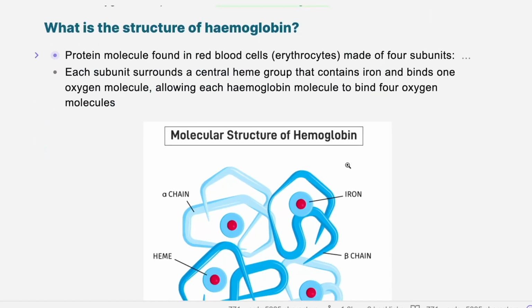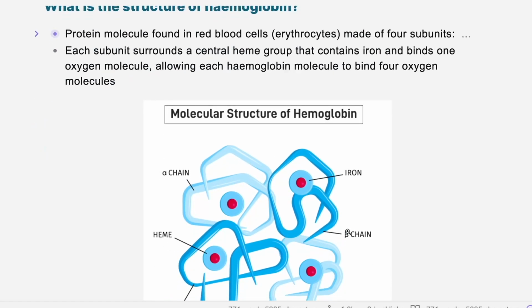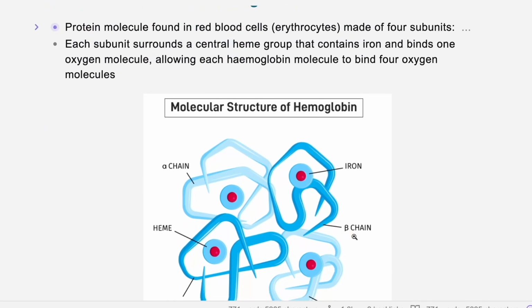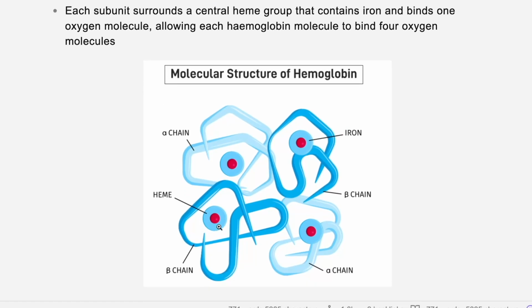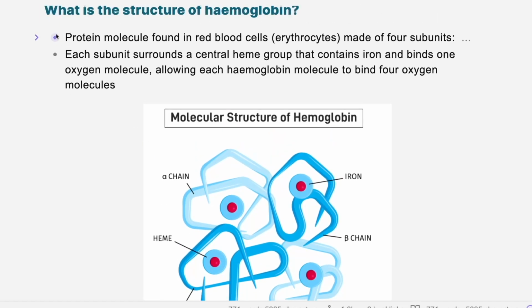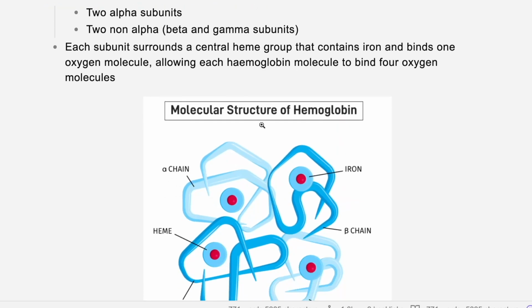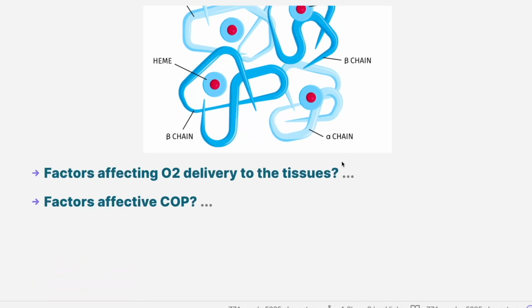So as we see here, 4 units, 2 alpha and 2 non-alpha, and we have an iron in the middle, and this is surrounded by the heme group. So the oxygen will basically attach to the heme group just around the iron molecule.